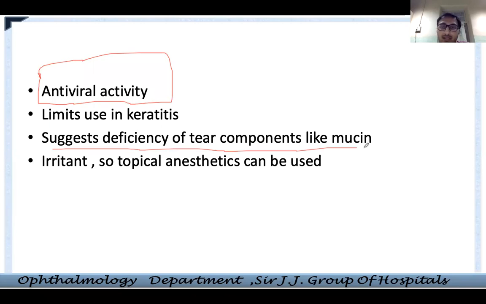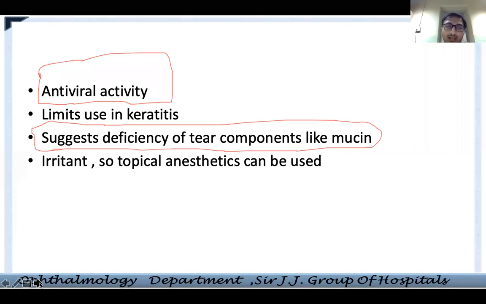Again, as I told you, it is a vital stain which stains the devitalized cells and the mucin. When you use rose bengal for the first time, you will find it very difficult. You are so used to using fluorescein that you will find it difficult to stain with rose bengal because the surface is not taking the stain. So what we generally do is we take two rose bengal strips, wet them with normal saline, and rub the dye ends against each other, and after that we put a small drop in the eye.